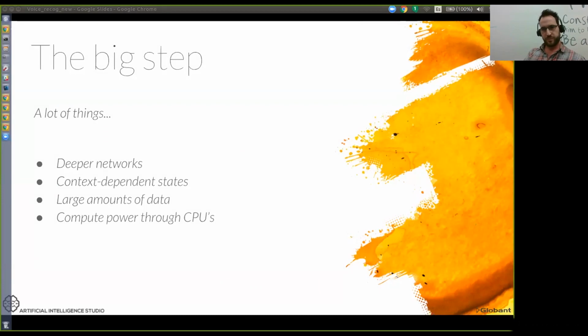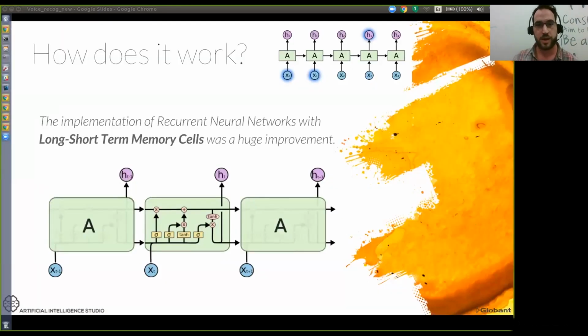So what we have now: deeper networks, context-dependent states, a large amount of data, and computing power through CPUs. There are not that many things that changed from the late 80s, but now we have everything better done, with more context, with more data, and with more CPUs. So let's go into detail.